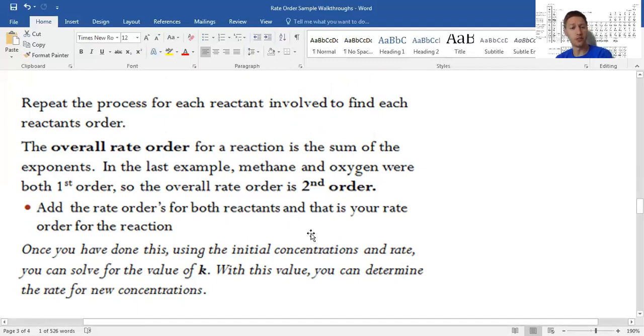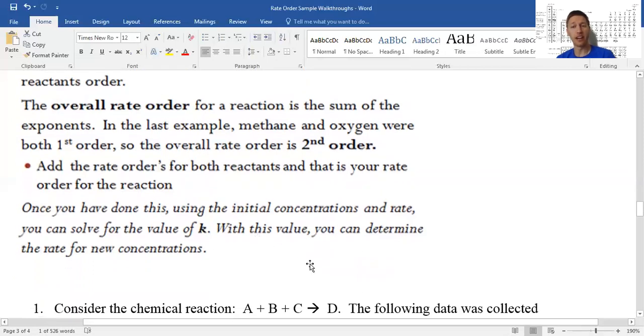So another thing too is once you figure this out, you can find the value K for the reaction, going back to the original generic expression. Once you find the value K, then you can find out what you expect the rate to be no matter what the concentration is. So once you know what the K constant is, then you can determine what the rate of the reaction is in any situation.